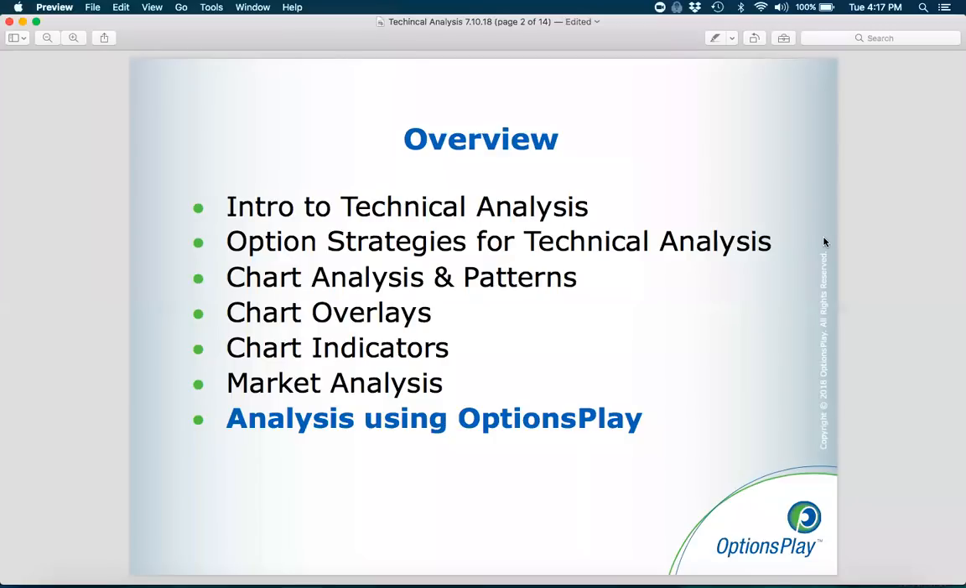Okay, so I got mostly yeses. I have one person who's new to technical analysis, and that's okay. I'll cover some of the basics for those of you that are newer to this type of strategy.